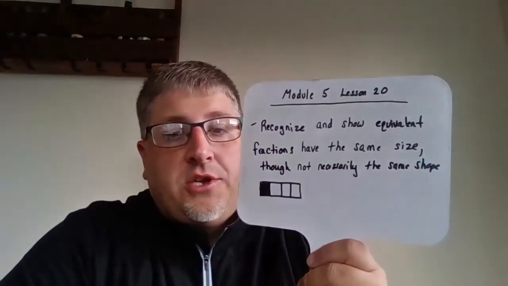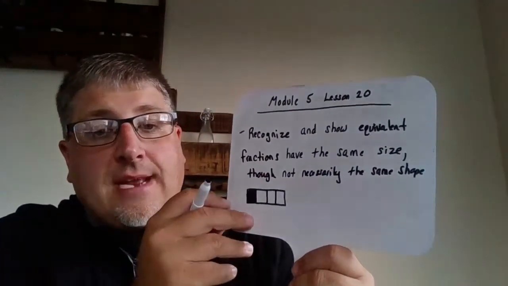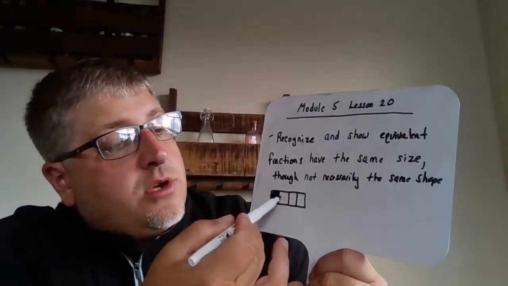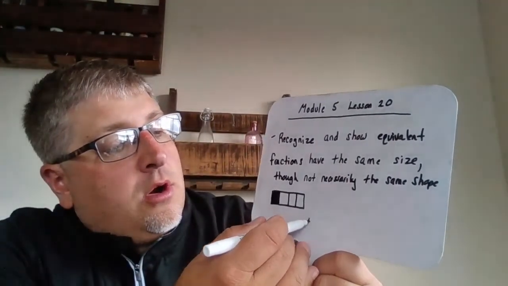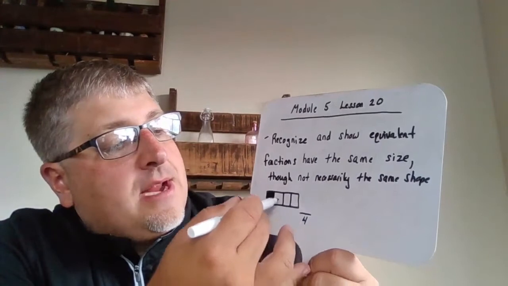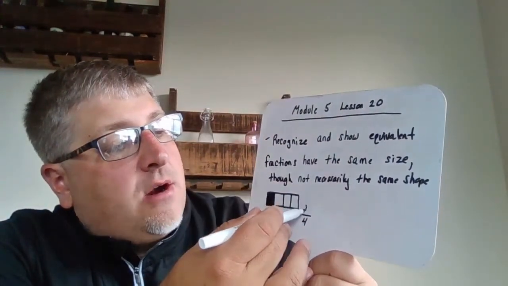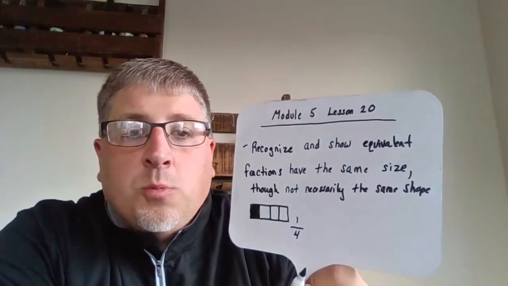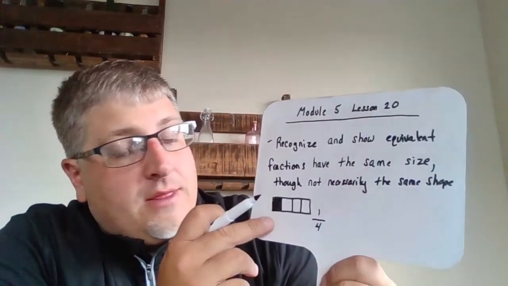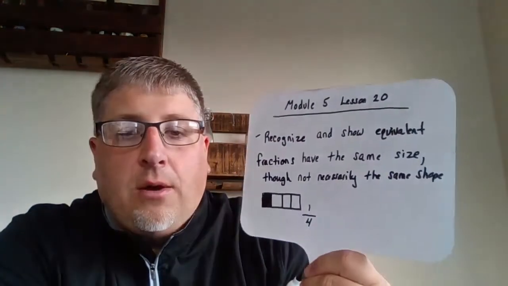If you take a look at this picture right here, first off, let's break this down into fraction form. We have 1, 2, 3, 4. 4 is going to be our denominator, and we have one shaded area. So that's going to be our numerator. So 1/4 is what this picture is illustrating for us right now.